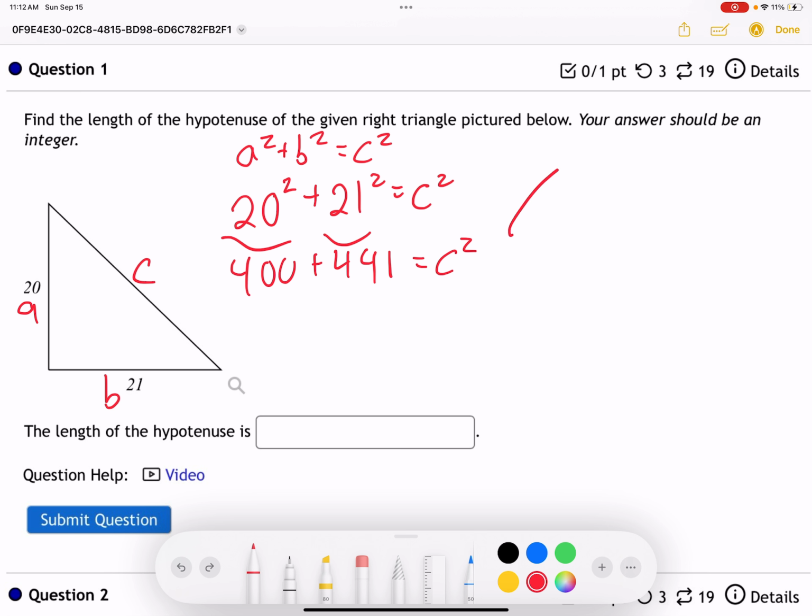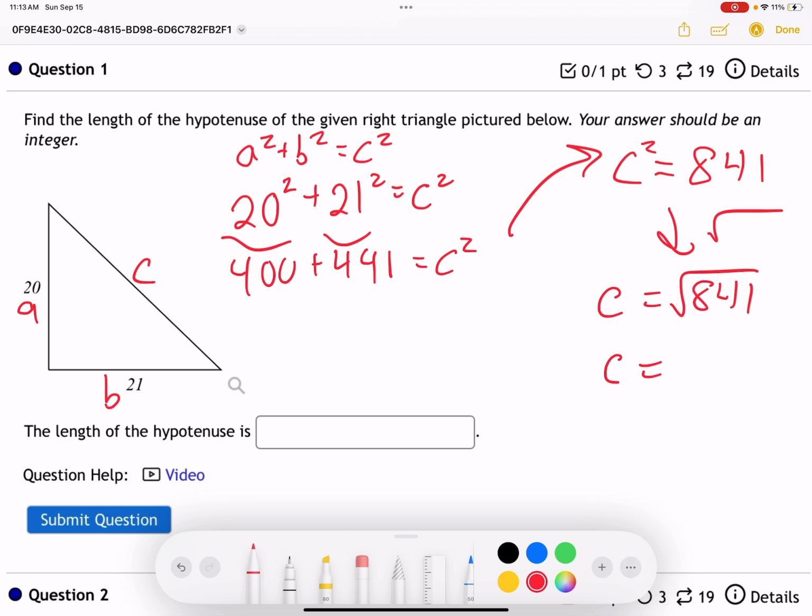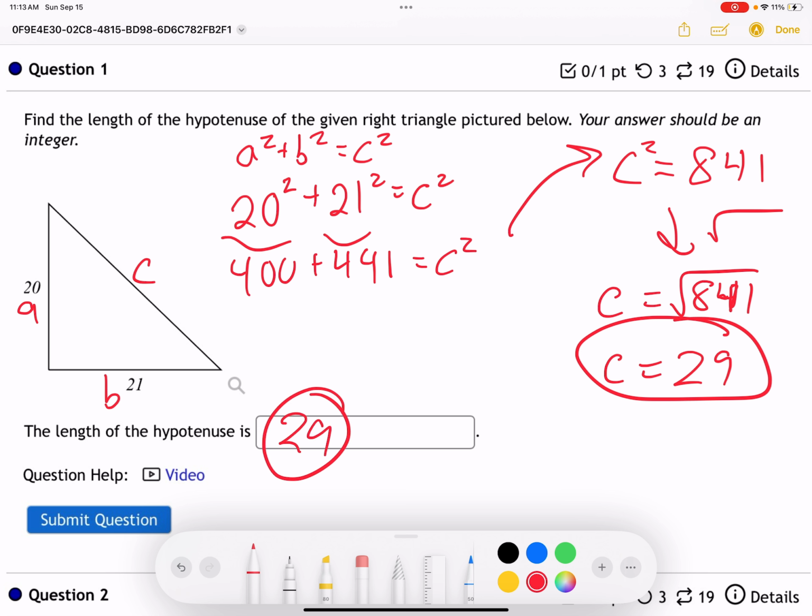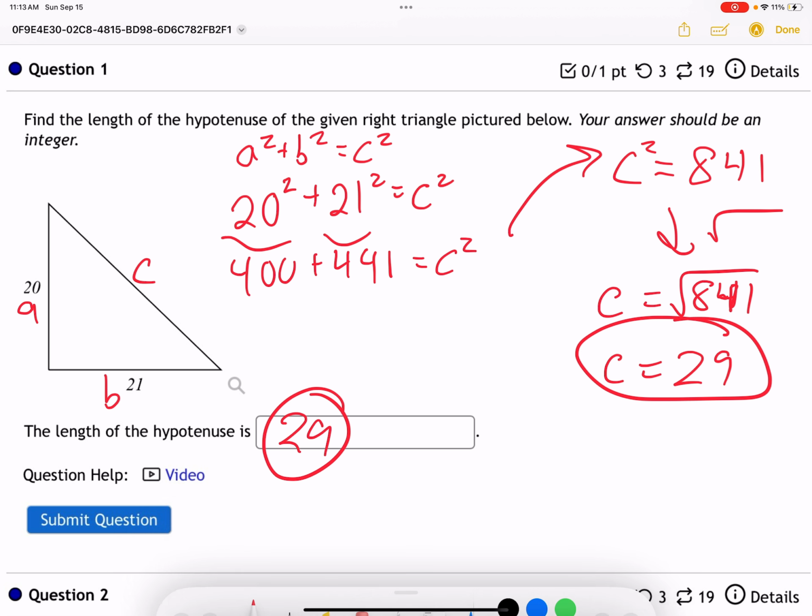Total result, c squared, is 841. Square root both sides, and you get c is the square root of 841, which is 29. 29 times 29 equals 841. And so the length of the hypotenuse is 29. C represents the hypotenuse's length.